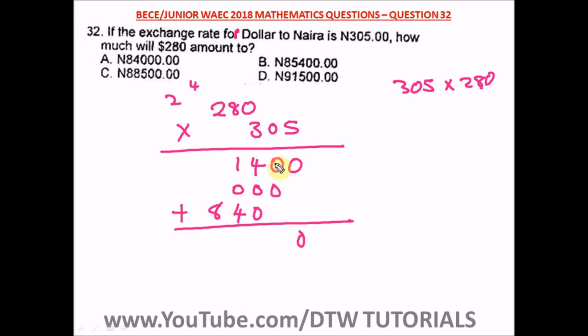We drop our 0 here, we drop another 0 here. 4 plus 0 will give us 4. 1 plus 0 is 1, and plus 4 will give us what? 5, and we have 8 here. So we have our value as what? 85,400 naira. All right, so this is our answer. And what's our right option here? Our right option is option B.